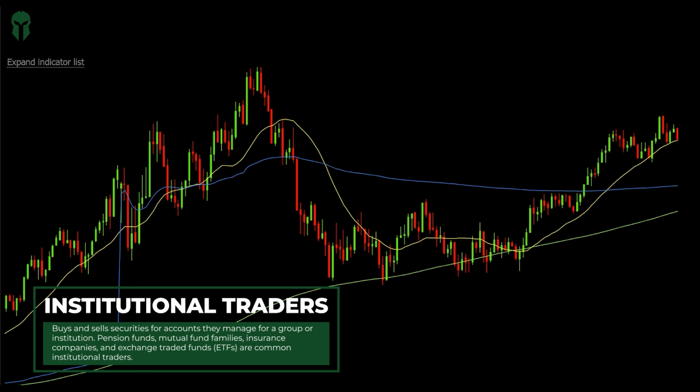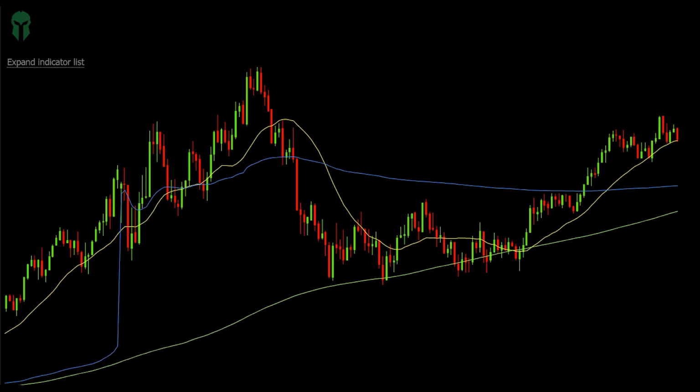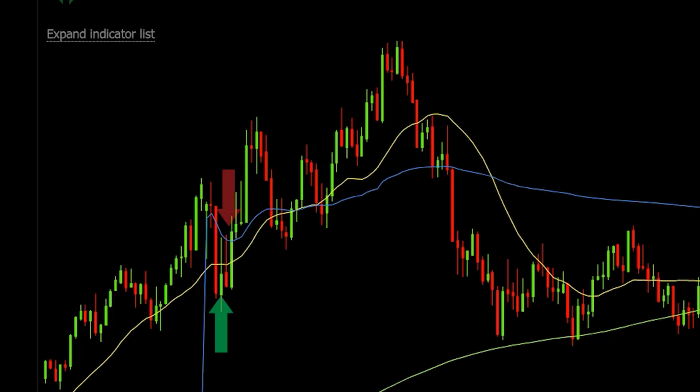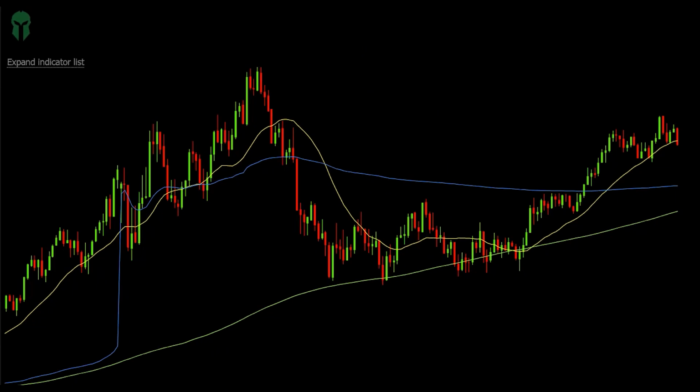What we're going to focus on for our short-term price action day trading strategy is simple. We're going to look at the line. We're going to see if the line is pointing up or down. We're going to see if we are above or below the line. That is going to tell us if institutions are buyers or if institutions are sellers.